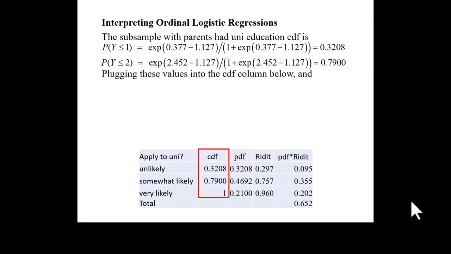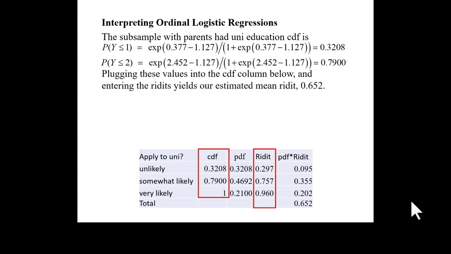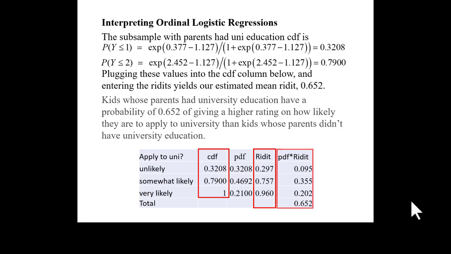Now, plugging those results into our CDF and getting the PDF from them, and then using the ridits that have already been obtained from the previous slide, multiplying the PDF by the ridits gives us the ridit scores, and if we add those up, we get the mean ridit, which is 0.652. So in other words, kids whose parents had a university education have a probability of 0.652 of giving a higher rating on how likely they are to apply to university than kids whose parents didn't have a university education. That's the effect size that this model is providing for us. And I'm claiming that this is a lot easier to interpret than a cumulative odds ratio.